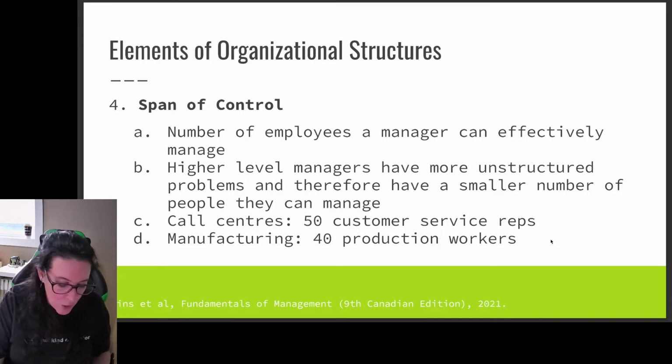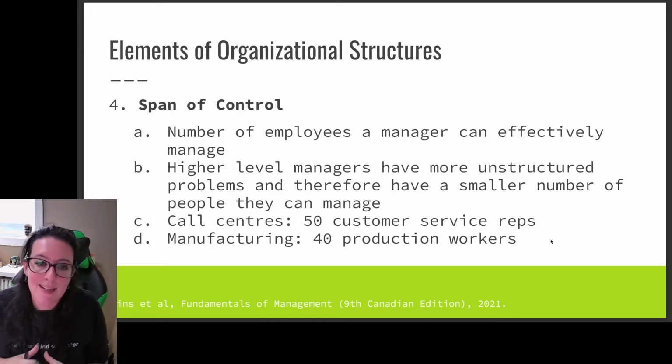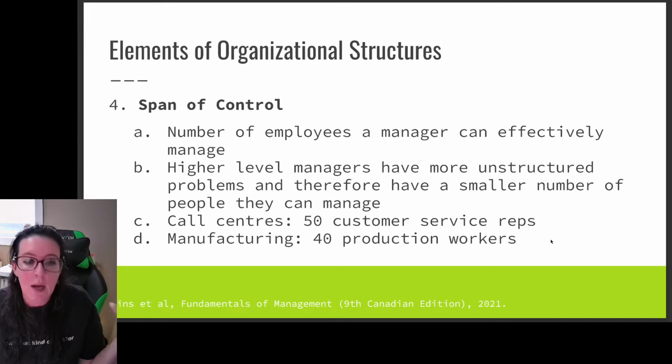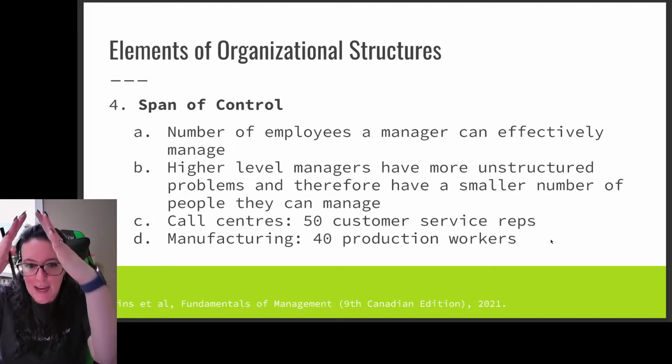So how do we determine then what's the appropriate span of control? Well, the current trend is to go wider in terms of the span of control because that makes the cost to run the organization go down. It also means that you have more centralization, right?